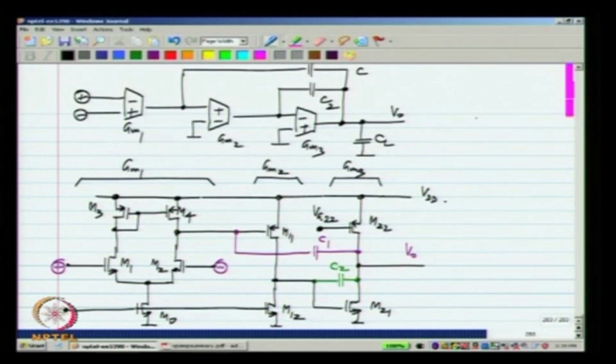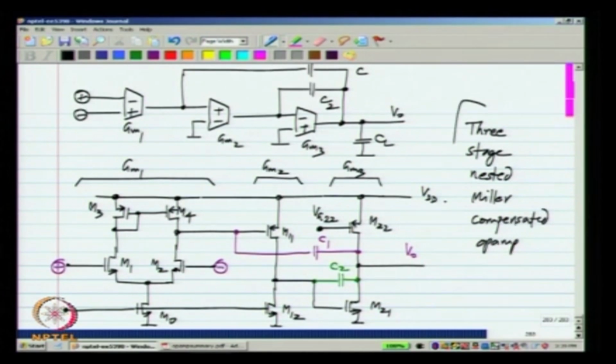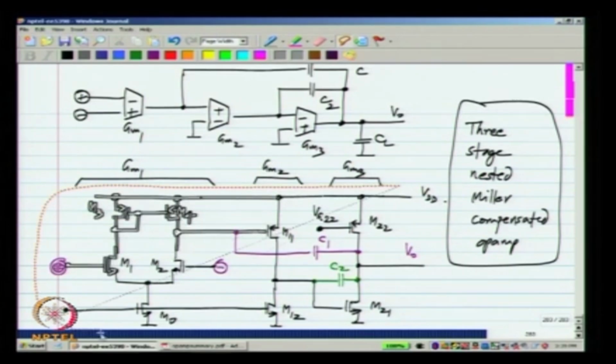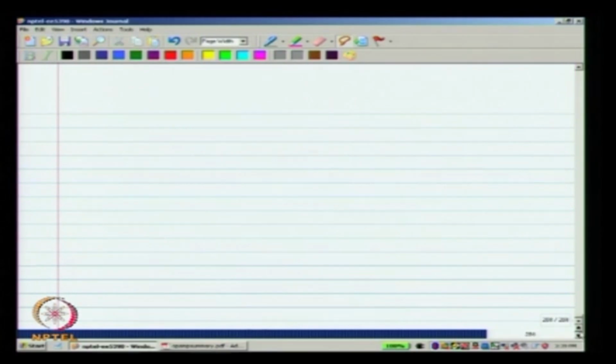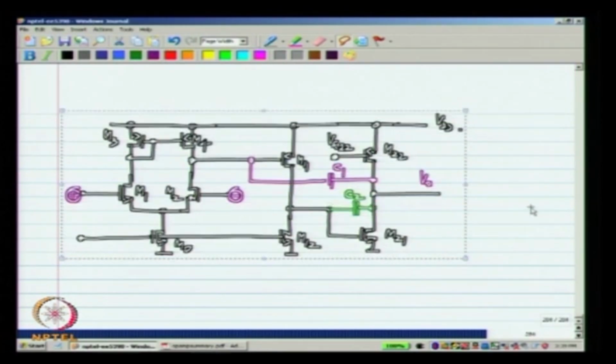Okay. This is a 3 stage nested Miller compensated op amp. Okay. Let me copy over this circuit just to illustrate a couple of more details.